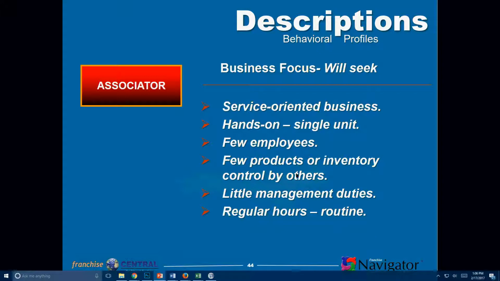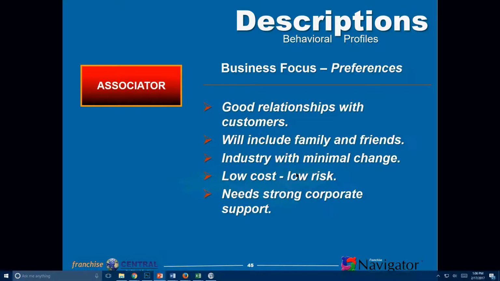Anything dealing with regular hours, routine, very few products or inventory control by others. It needs to be something very simple where they can have good relationships with the customers. The industry with minimal change. They don't want change. They don't like change. Low cost, they tend not to have a lot of money, and low risk.